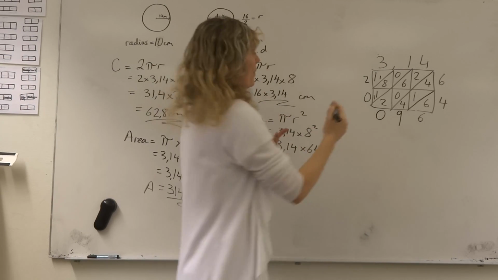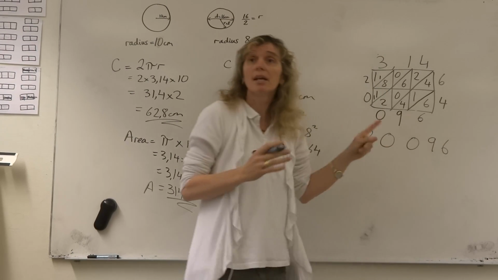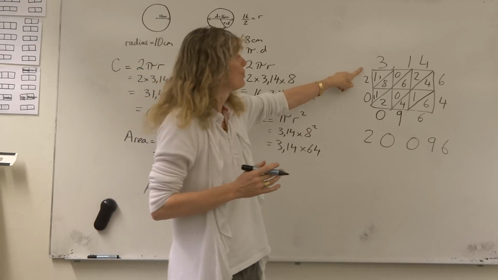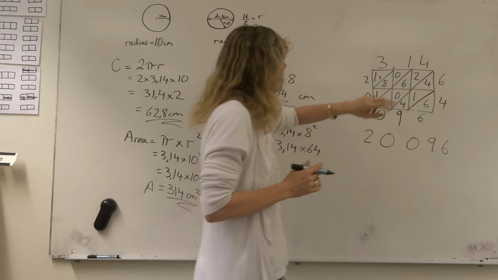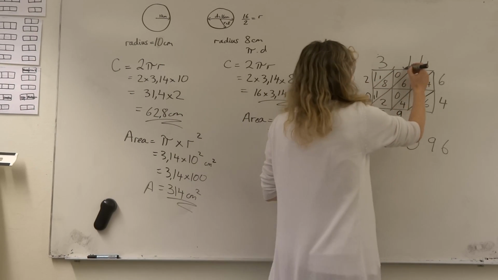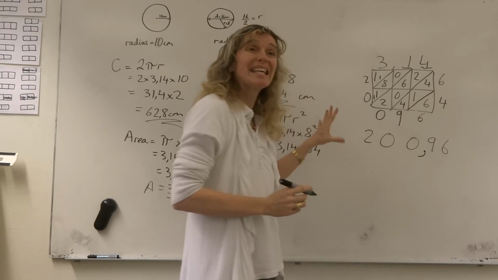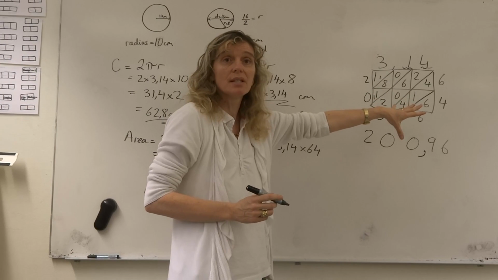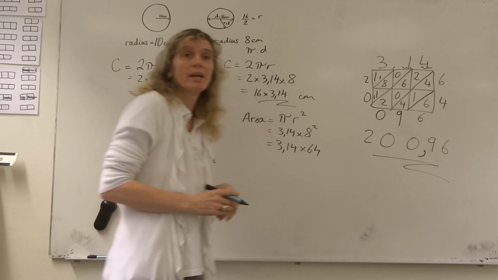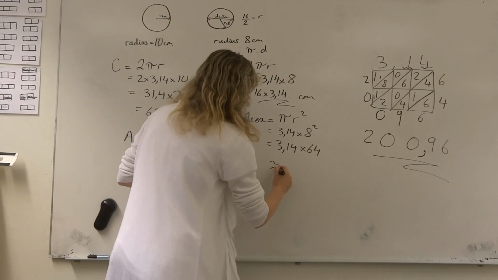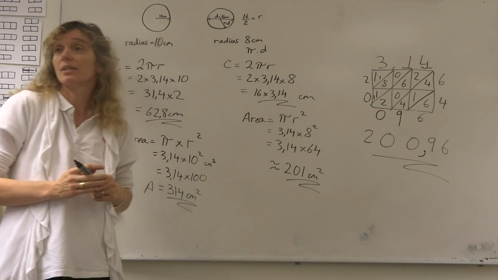Now I read this number as 2, 0, 0, 9, 6. This is going to be my answer. So I'm just reading from the top here, all the way round. Then I say, okay, but I had two numbers after the decimal point up here, so I put two numbers after the decimal point in my answer. So my exact answer to 3.14 times 64, without using a calculator, using this method, is 200.96. Let's approximate that to 201 centimeters squared, rounding off to 0 decimal places.